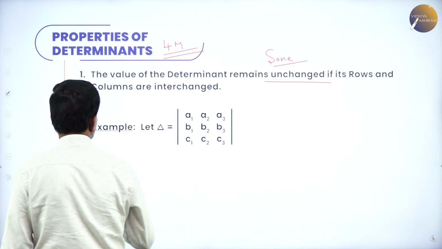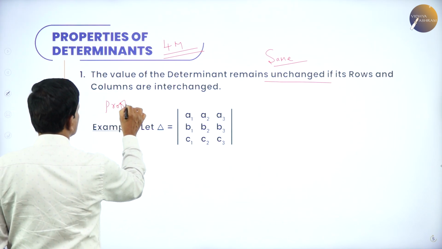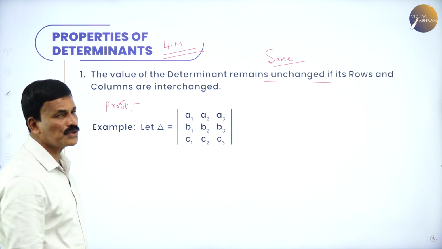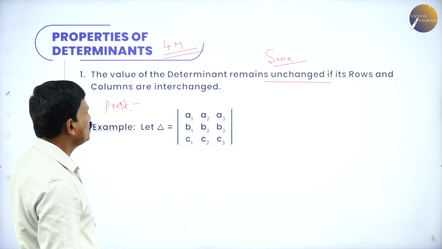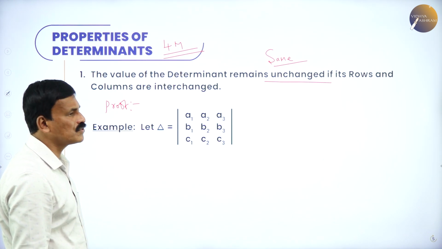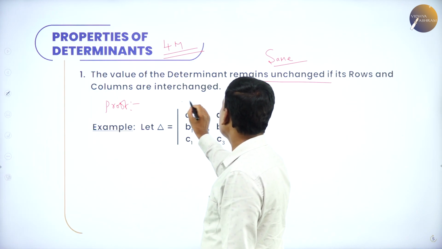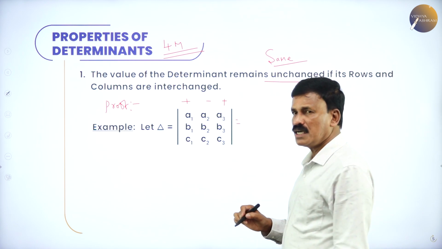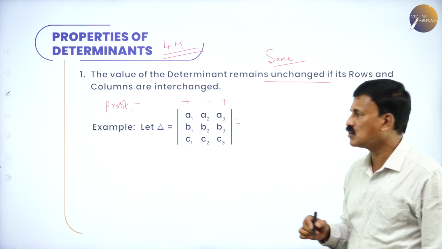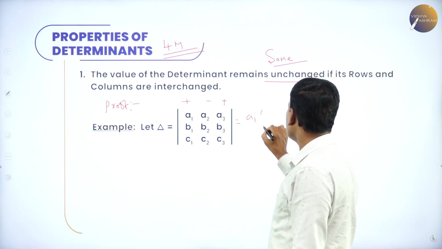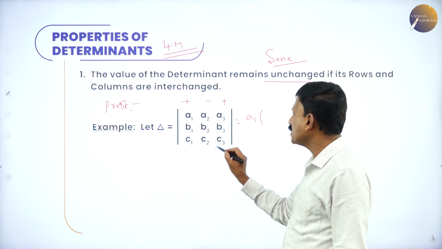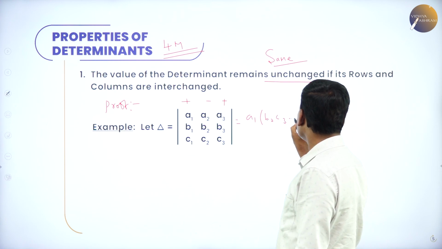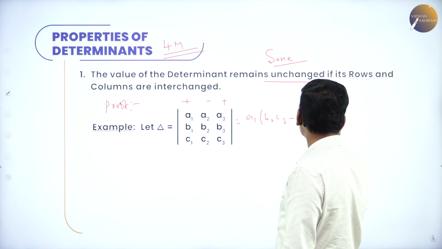Now let us consider the proof. Let A be a 3 rows 3 columns determinant: A1, A2, A3, B1, B2, B3, C1, C2 and C3. Let me expand this with signs plus, minus and plus. As I told in the previous class, take A1, delete the row and column containing A1, it reduces to 2 rows 2 columns. Expand this: B2 into C3 minus C2 into B3.